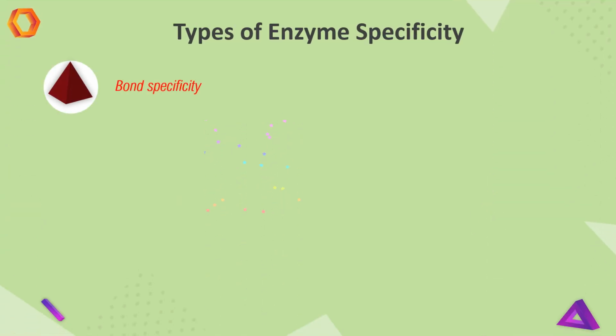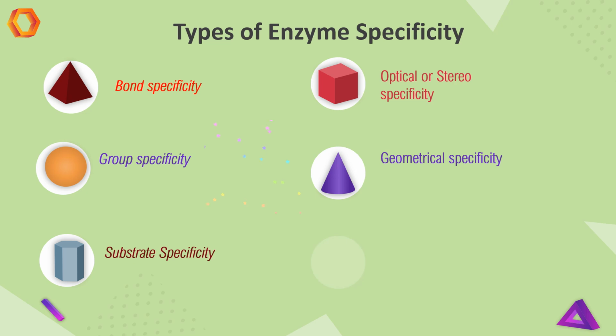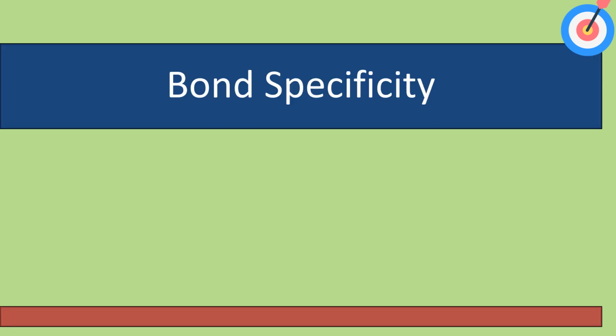So let's look at the various types of enzyme specificity. Bond specificity, optical or stereospecificity, group specificity, geometrical specificity, substrate specificity, and cofactor specificity. We are going to look at the main characteristics of each one of them.